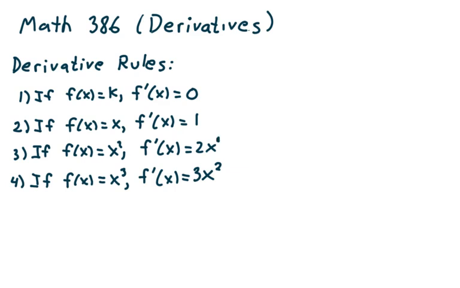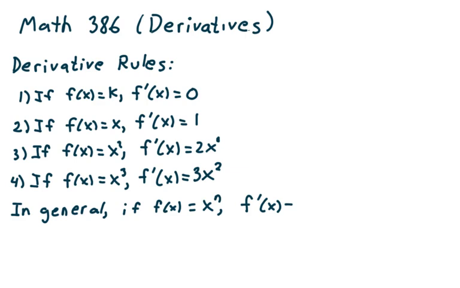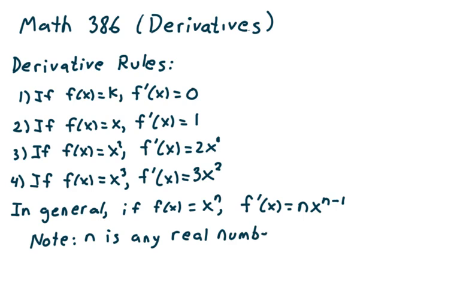And if we can see a pattern, we could say, in general, if f of x equals x to the n, the derivative of f of x is equal to nx raised to the n minus 1. Now, one thing I want you to note is I claim n can be any real number. Okay? We could actually show that.